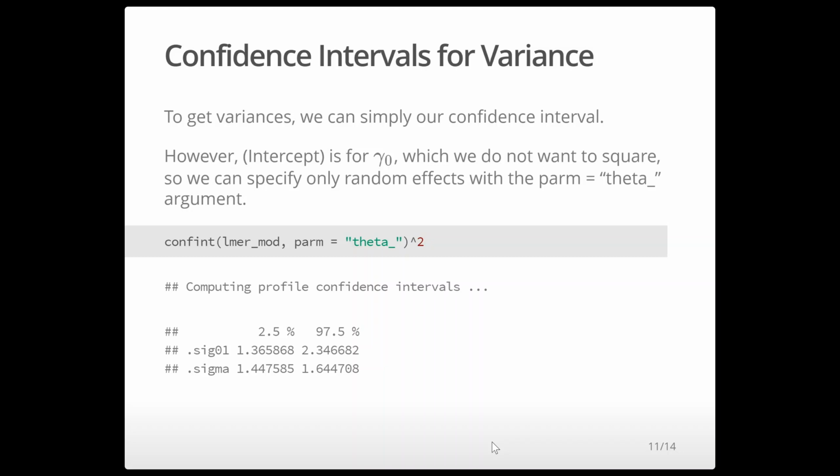So to get this in variance terms, we can just square the confidence intervals. The problem is we don't want to square the confidence interval for gamma 0. That's the population mean. It's not a standard deviation term. That's just a mean. So squaring it is not what we're interested in. So we just want to specify that we want the random effects rather than the fixed effects. And we can do that with this extra argument, parm for parameter equals theta underscore. That will just give you the sigmas. And then we can just square it, and that'll give us the confidence interval for our variances rather than standard deviations.